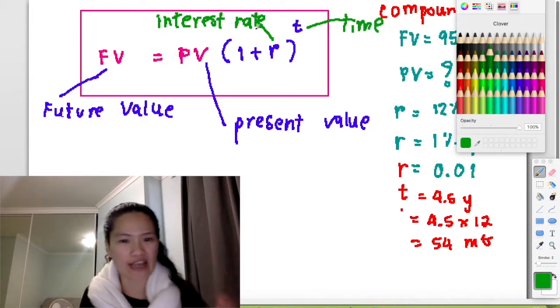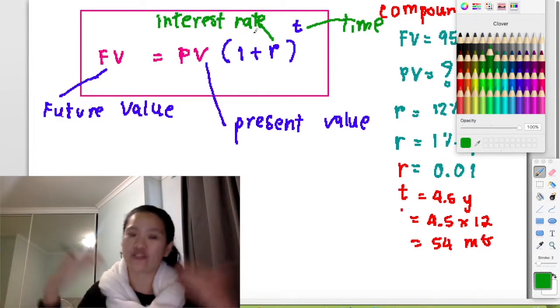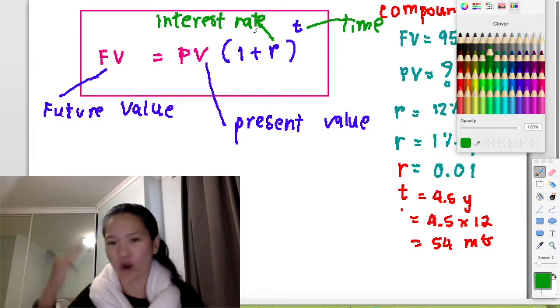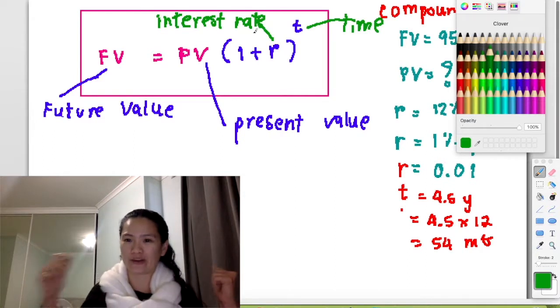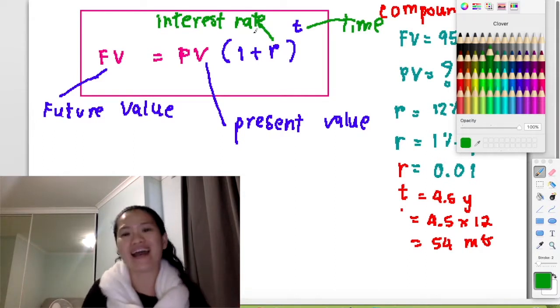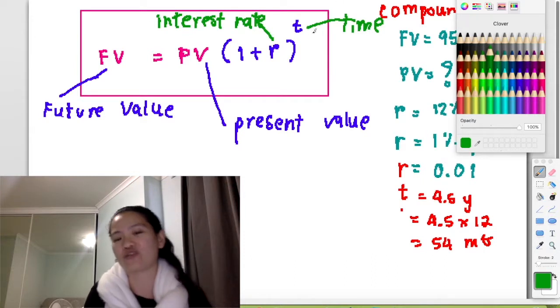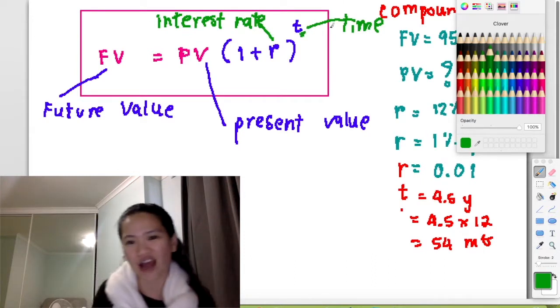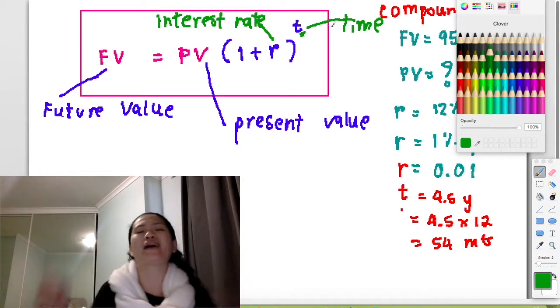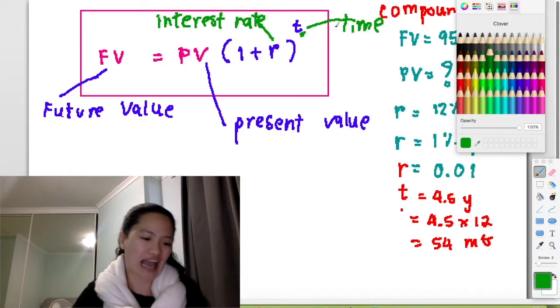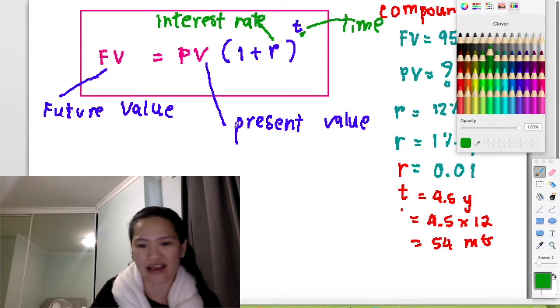It's quite tricky, the interest rate. It's up to what they're going to ask you. If they ask you per annum, you use the interest rate per annum, or per year. If they ask you monthly, you have to divide it and make it per month. And time as well, if they ask you per year, use that year. But if they ask you monthly, you have to change years to months. Just multiply it by 12. Actually, it's very straightforward, nothing hard.